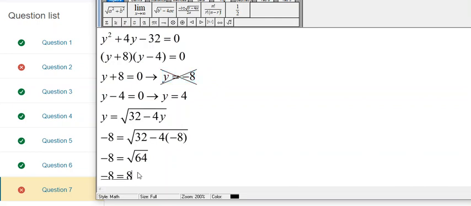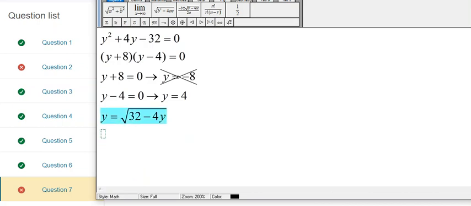Okay, so we're going to try again with the other solution. Let's see. Sometimes one works, sometimes neither works, so we just don't know until we check. So we're going to plug 4 in for our variable, and we're going to see if this one works. So this is 4 equals the square root of 32 minus 16, that's 16. And so that's 4 equals 4, so that one is going to be true.